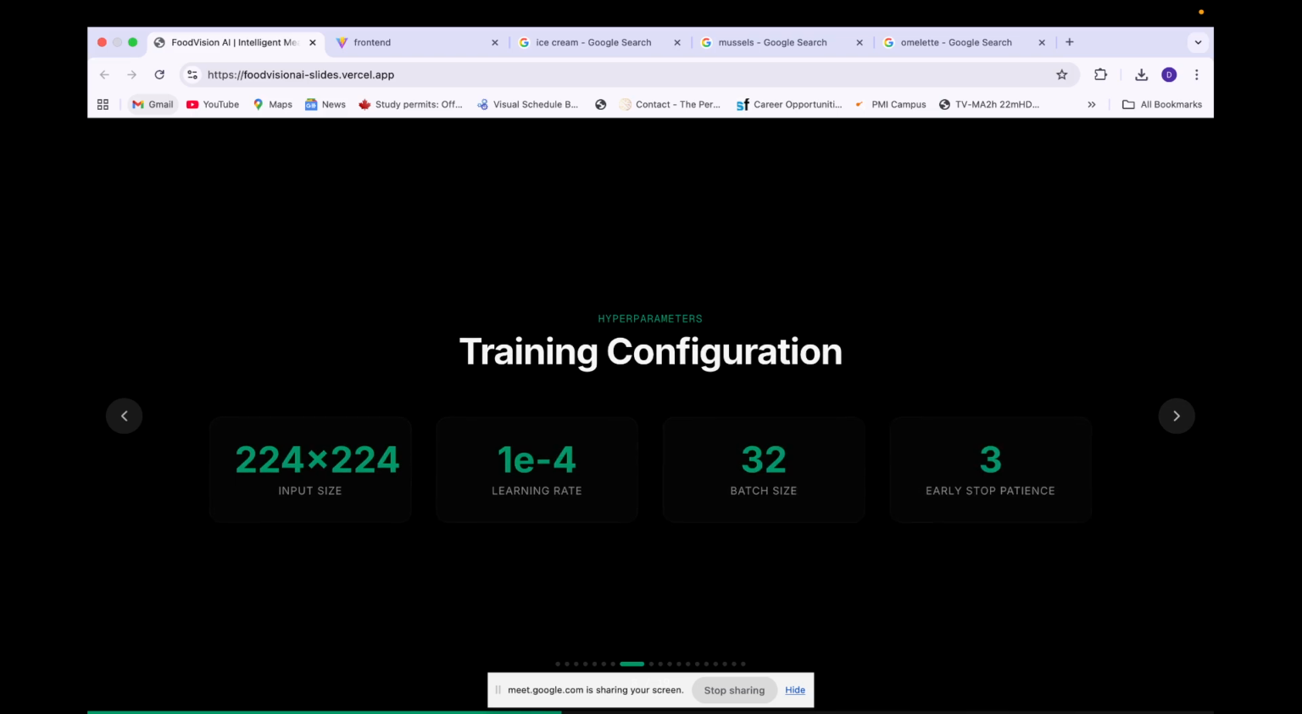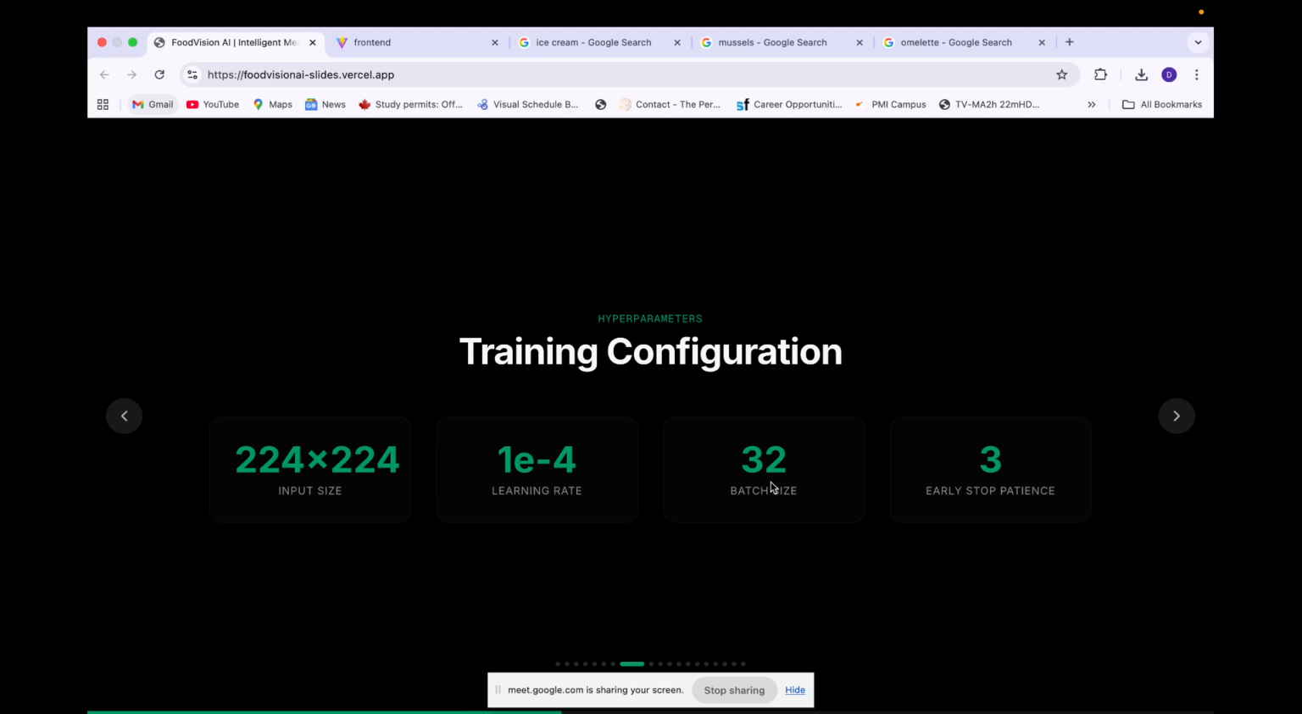Then coming to the training configuration, how do we train the model? First we need to pre-process the input. We convert the input image size into 224 by 224 resolution. This is our learning rate, which is also known as Adam's optimizer. What it does is, based on the gradient, it helps optimize the weights so that the model is accurately able to classify the images.